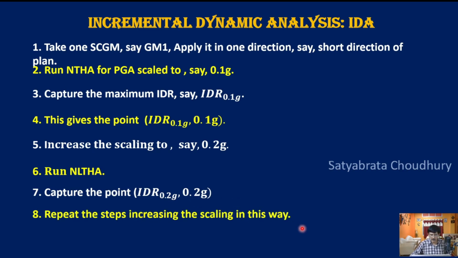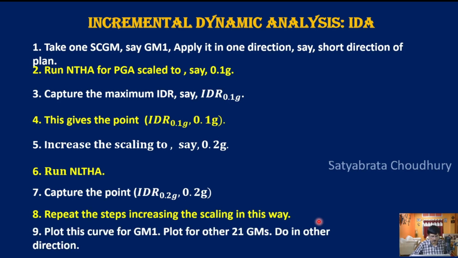Repeat the steps, increasing the scaling in this way. So next it will be 0.3 g, then 0.4 g, 0.5 g, like that, up to maybe 1 g, 1.5 g, 2 g, whatever you like. Plot these curves for ground motion GM1. All the points I can add up to get the curve. Plot for the other 21 GMs. So all the 22 GMs you have to do, and do it in the other direction also. We have taken the short direction earlier. Now all these 22 exercises are to be carried out along the long direction also.